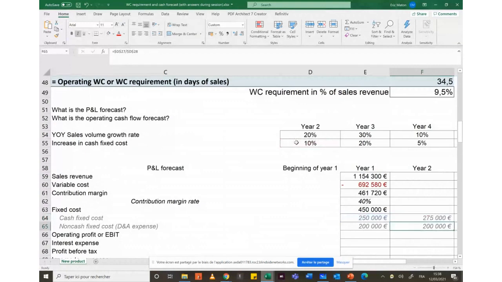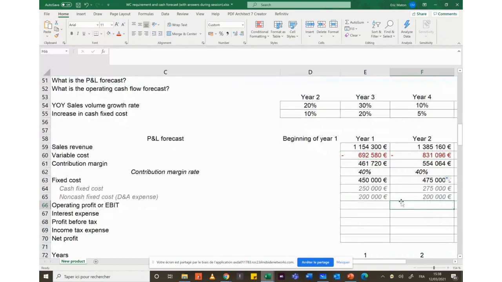So again, we have the calculation of this one. The sales revenue increases because of the sales volume effect. It's the same for the variable cost, it increases. So we keep the same contribution margin rate. The contribution margin rate is a function of the ratio between the selling price minus the unit variable cost, divided by the selling price. Here we don't change the selling price, we don't change the unit variable cost, so we keep the same contribution margin rate.